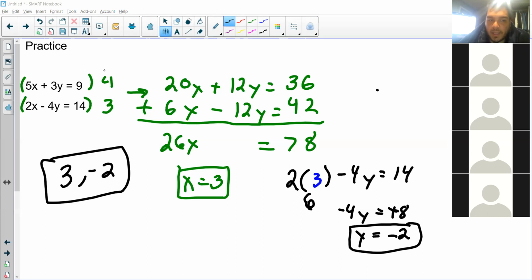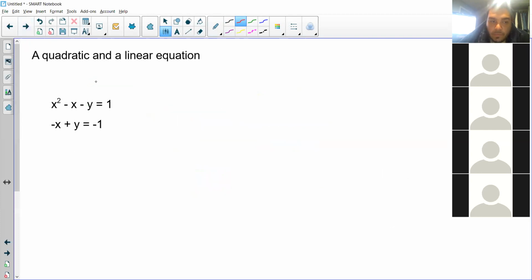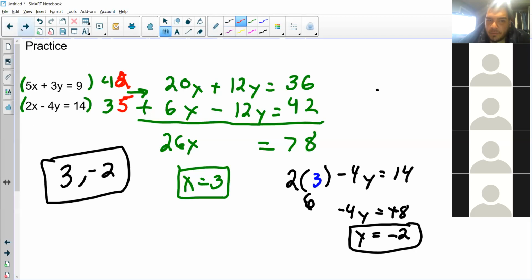Yeah, that's it. Again, if you did, I'll just do it in red, 2 and 5, that would still get you the same answer. So if you got 3, negative 2, I don't really mind what method you took to it. Just do elimination. Did anyone have any questions on that real quick?